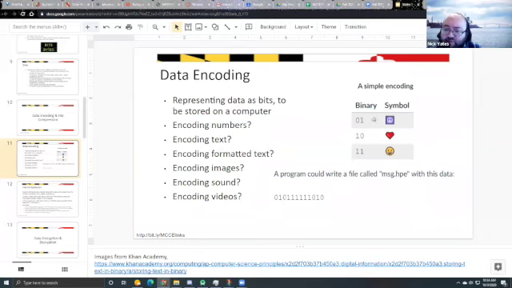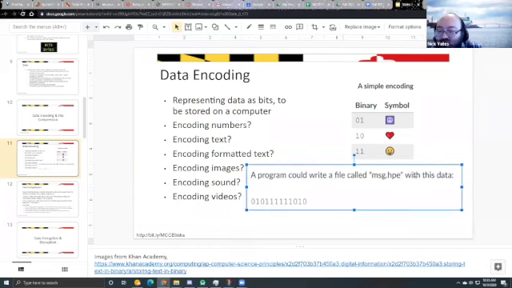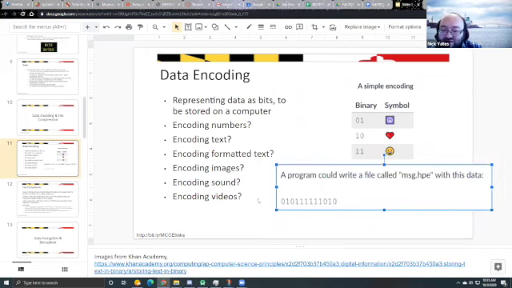So here's a very simple encoding. Again, this comes from Khan Academy, where 0, 1 represents this peace symbol, 1, 0 represents the heart emoji, and 1, 1 represents the smiley face. So can you just take a minute, think about this to yourself: if we write a file called message.hpe, for heart peace emoji, I guess, with this data, if you look at those bits right there, what is the message actually saying in human readable emojis?